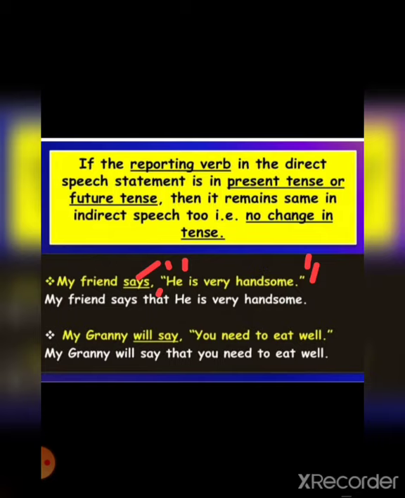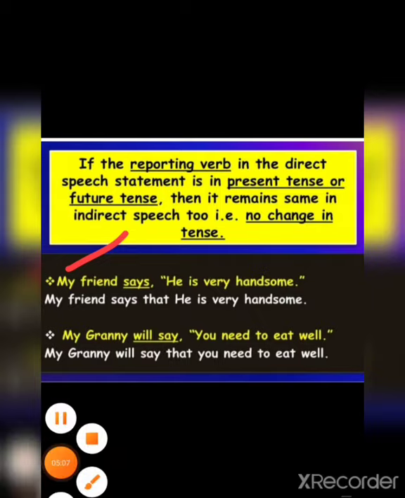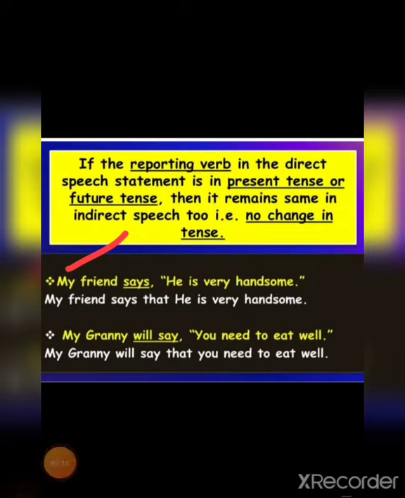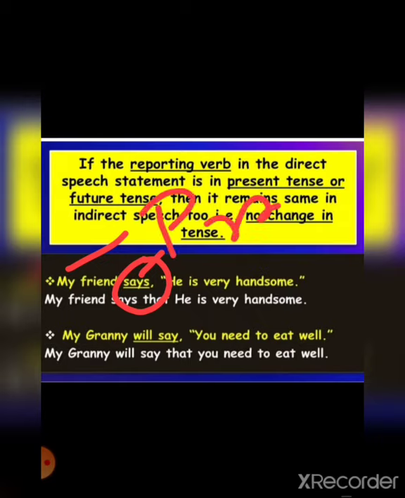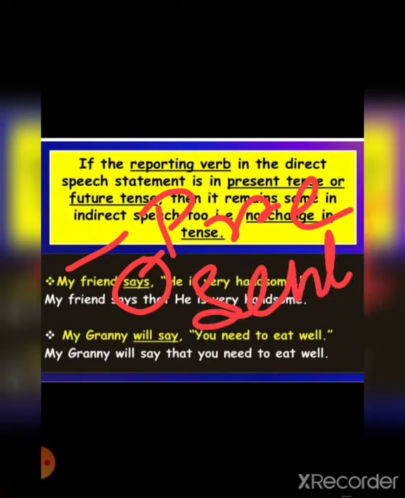Okay, so look at this sentence over here: "My friend says he is very handsome." So here in this sentence, where is the reporting verb? The reporting verb is "says." So after seeing the sentence, your next important task will be to find the reporting verb and to find out in which tense the reporting verb is written. Okay? So the reporting verb is written in present tense.